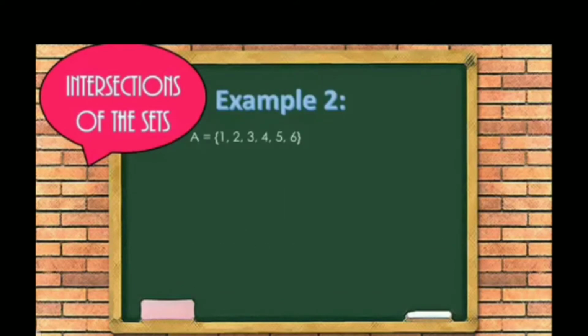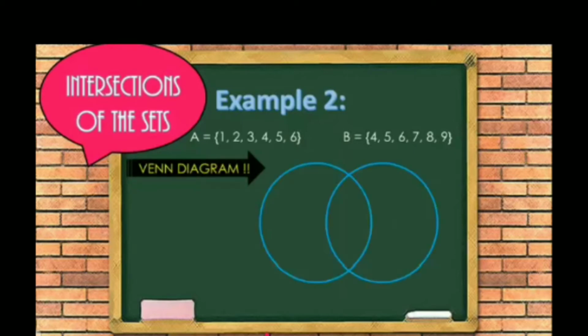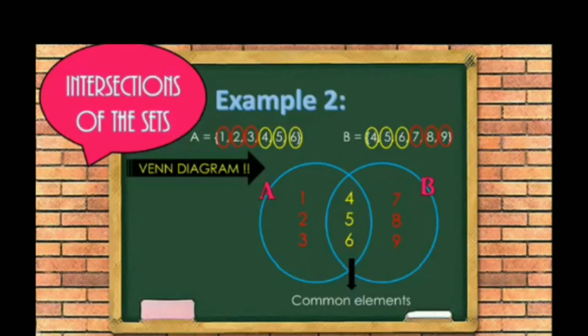Example number 2. We have the elements of A, which is 1, 2, 3, 4, 5, and 6. And the elements of B is 4, 5, 6, 7, 8, and 9. So we're going to use the Venn diagram. So this is for the elements of A, for the elements of B, and the common elements. So the common elements are 4, 5, and 6. And the elements for A is 1, 2, and 3. And for the elements of B, 7, 8, and 9. Therefore, the intersection of A and B is the common elements of both sets. So we have 4, 5, and 6.